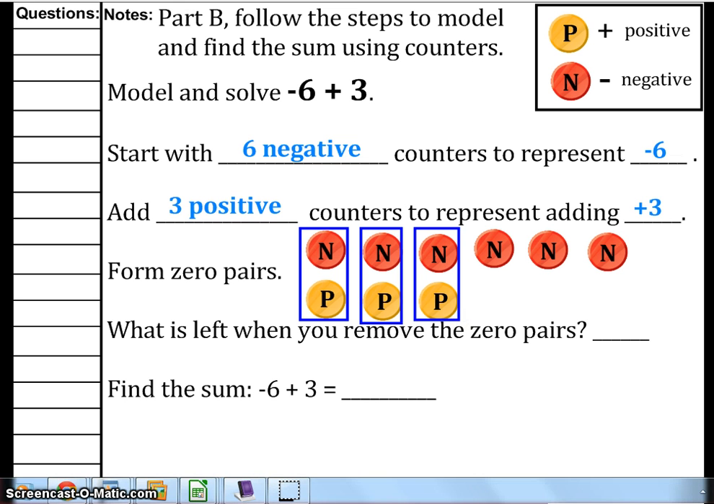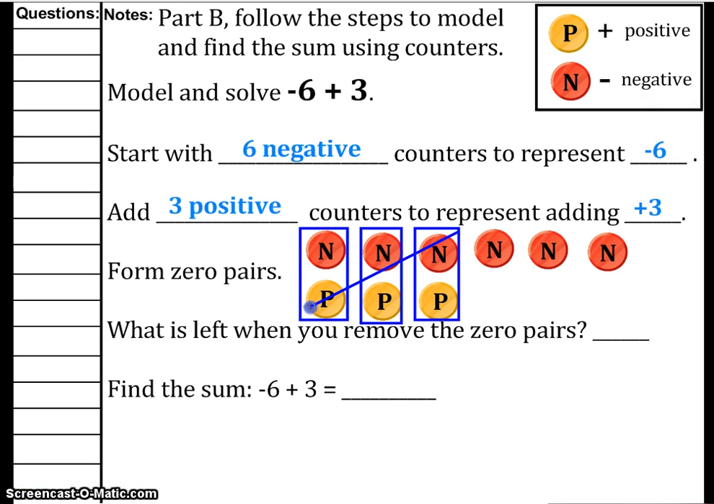Now that we have found the zero pairs, we can cancel out those. And what do we have left over once we have removed our zero pairs? We have 1, 2, 3 negative. So that integer is negative 3. So the sum of negative 6 plus 3 is negative 3.